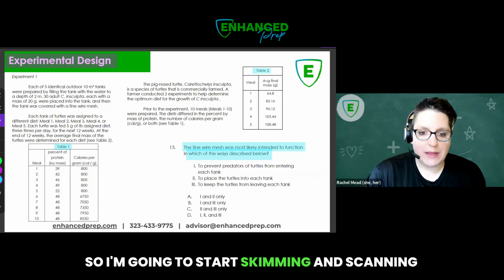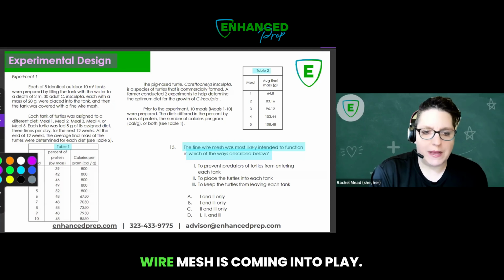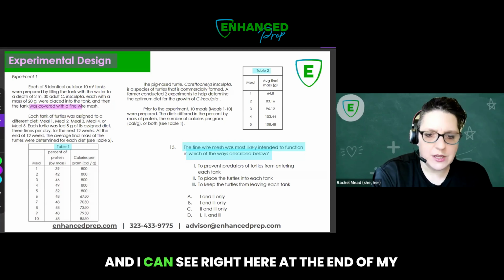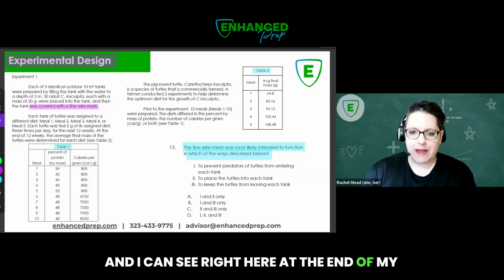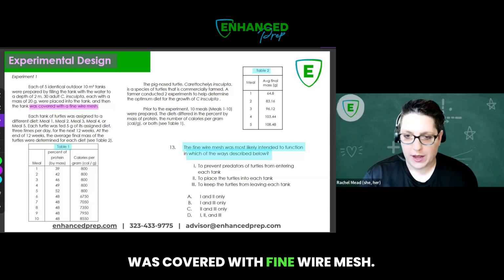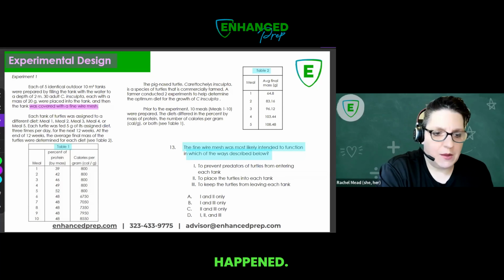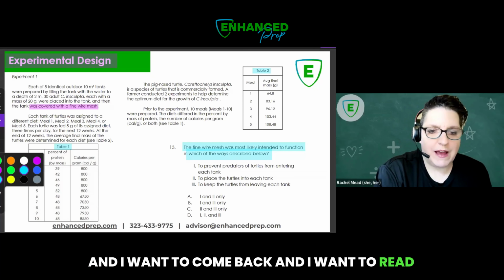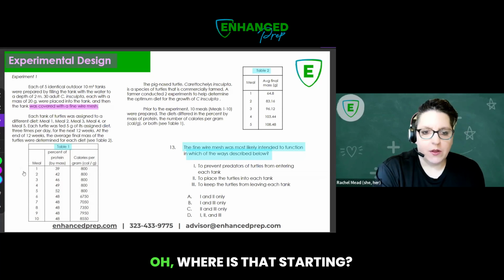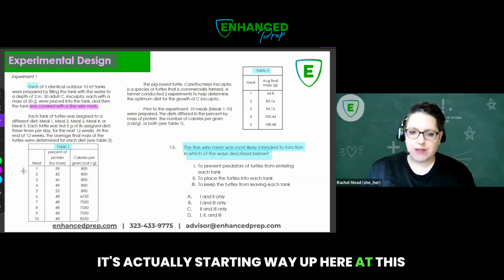So I'm going to start skimming and scanning over here until I can see where my fine wire mesh is coming into play. And I can see right here at the end of my first paragraph, it says, and then the tank was covered with fine wire mesh. Okay, so now I at least know where this happened, and I want to come back and read that full sentence here. Oh, where is that starting? It's actually starting way up here at this each.